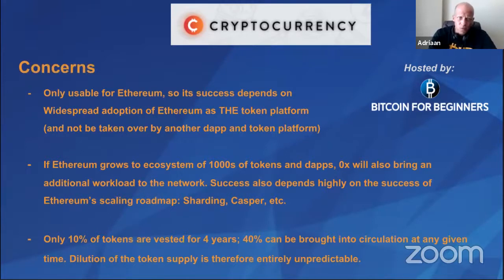And another minor point is that only 10% of tokens are vested for 4 years, which means that the other 40% of the total supply, which are not yet in circulation, can be brought into circulation at any given time. Therefore, the dilution of the token supply is entirely unpredictable, which could have some negative effect on the price.